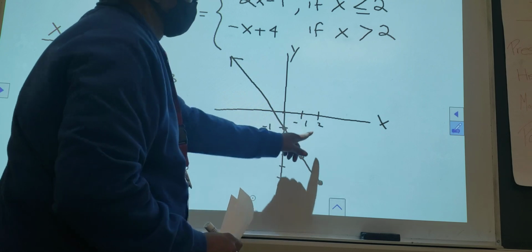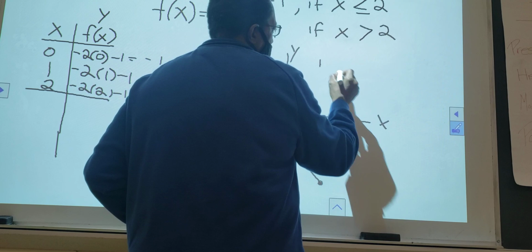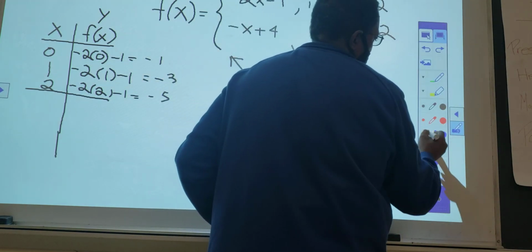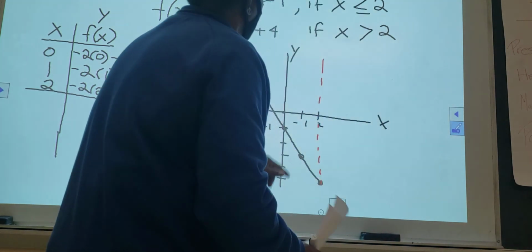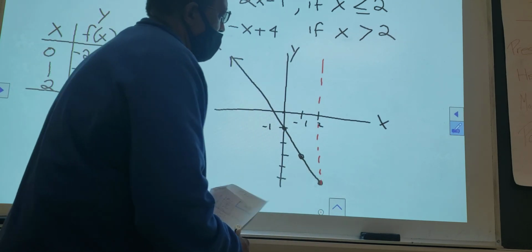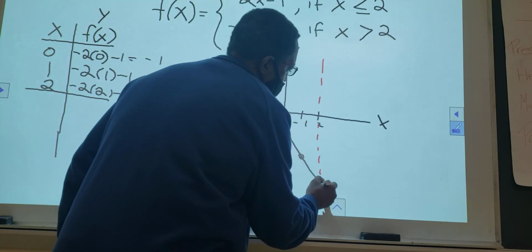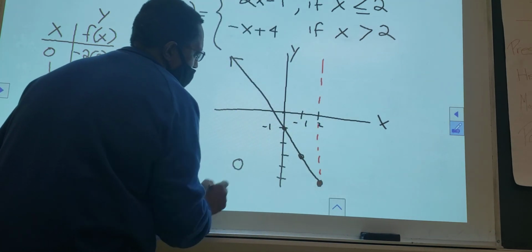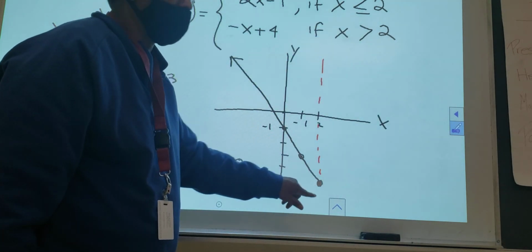So this is the domain. If you want to emphasize the domain, sometimes you can put a dotted line here. It means this function doesn't go beyond 2. It says less than or equal to. Now, because it says less than or equal to, I have to put a solid dot. If it just said less than, it wouldn't include 2. But this function includes 2, so I have to put a closed dot here.